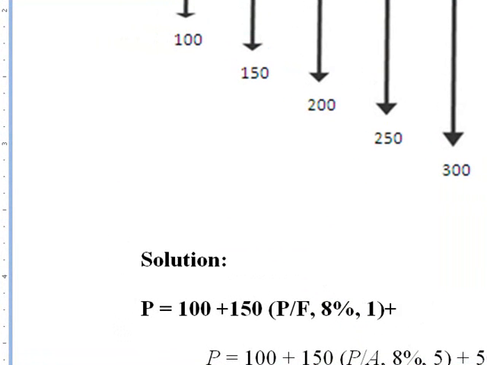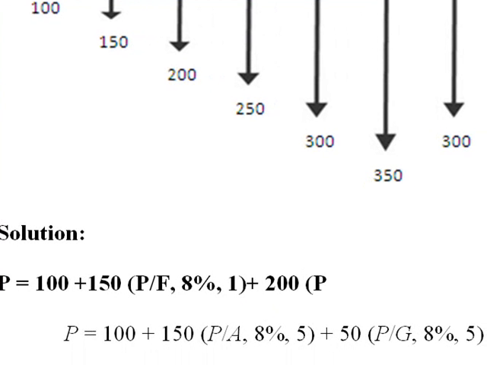Then let's do for the second one. So $200 is at the end of second year. So 200, again P given F factor, P given F, 8% interest rate is same, but now the N, which is number of years, is 2, right? So this is 2, so we will write 2.